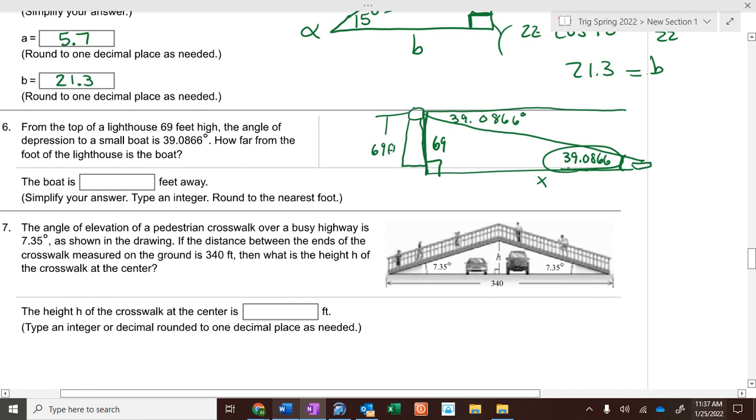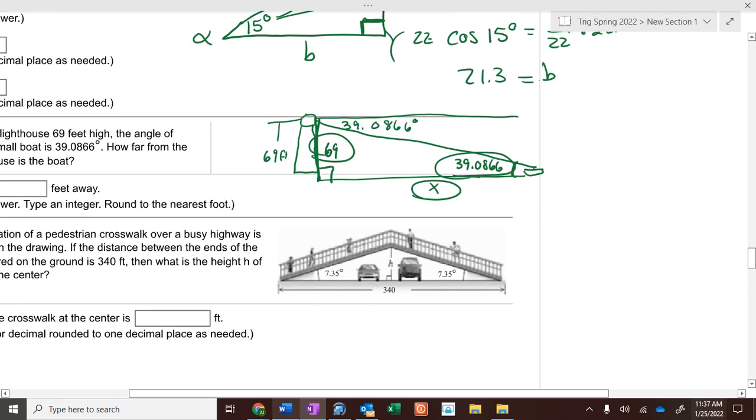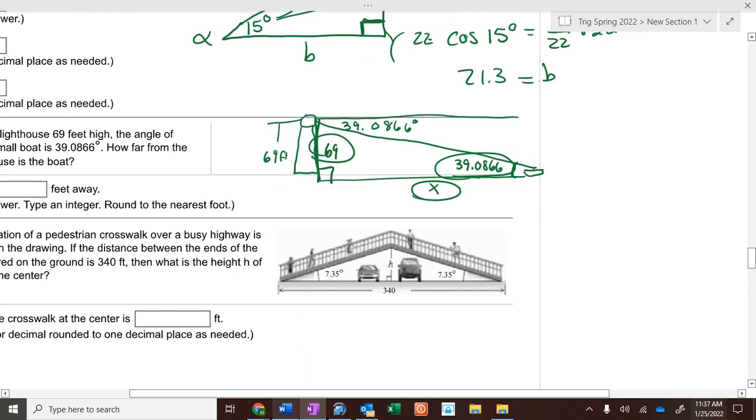So if I know this angle, if I know this side, and I want this side, what am I doing? Sine, cosine, tangent. What trig function? Tangent. The tangent of 39.0866 equals 69 over x. Ooh, that gives me a variable in my denominator. Do I want to solve that? Not really. So what's this angle up here? If this one's 39.0866, what's this angle up here?